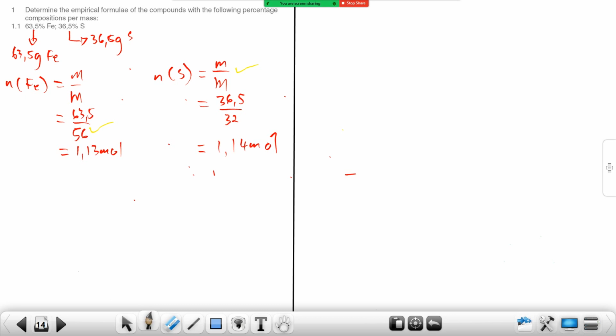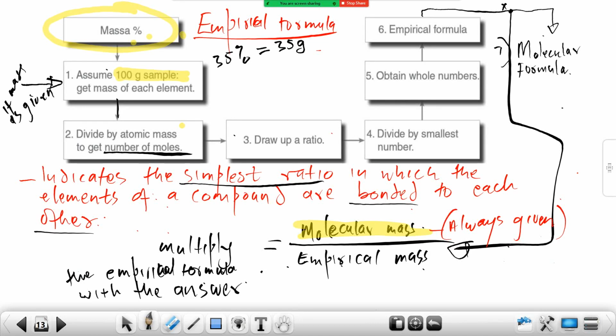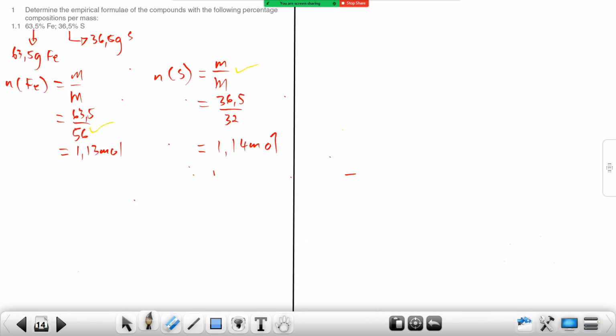Then we further extend it. They said step number 2, let's go back, refresh. Step number 3, we have the number of moles. Draw up a ratio. Drawing up a ratio means I have iron to sulfur. I have 1,13 to 1,14.